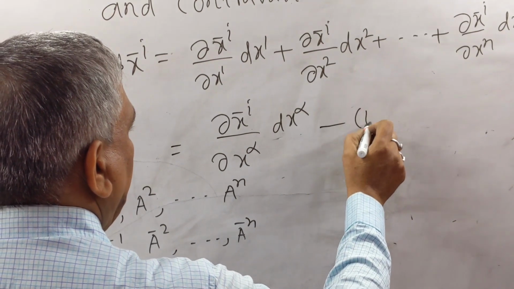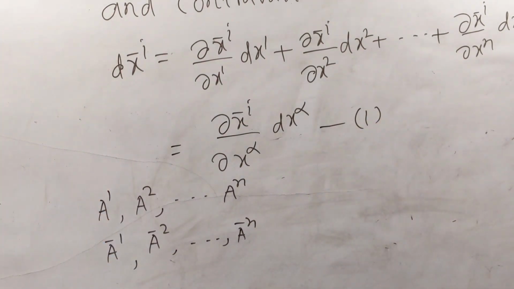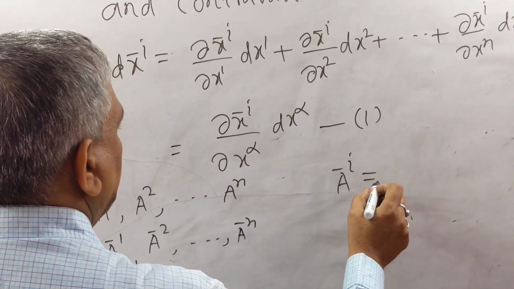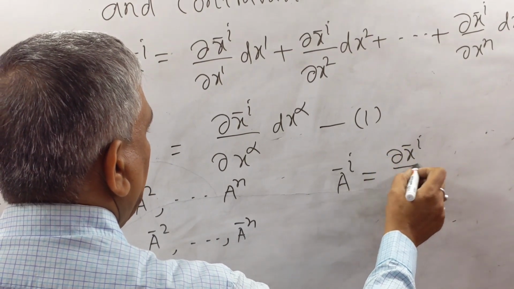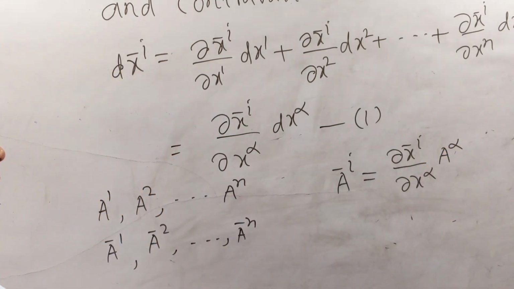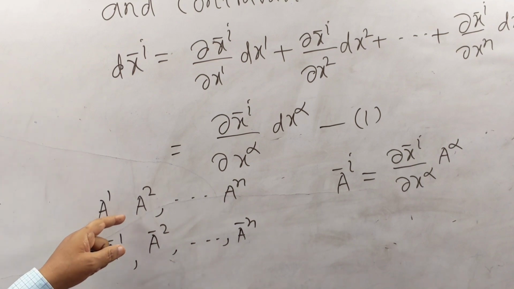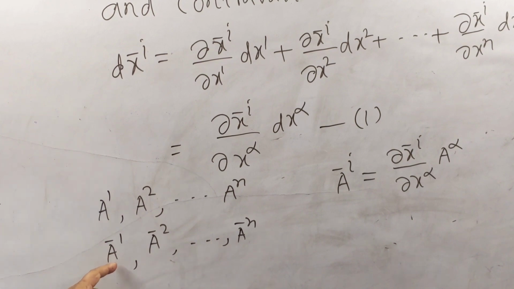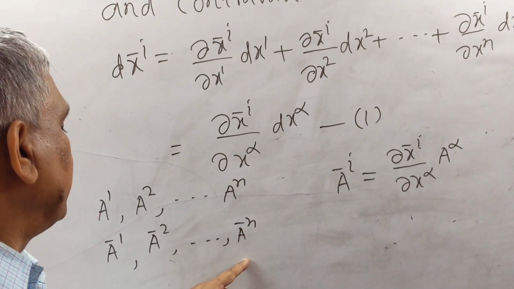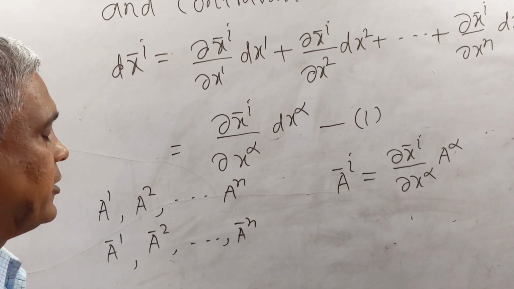Similar to the previous one, if we get the transformation a bar i equals del x bar i by del x alpha, a alpha, then the components a1, a2, ..., an are called components of a contravariant vector, and a bar 1, a bar 2, ..., a bar n are components of the contravariant vector in the x bar system of coordinates.